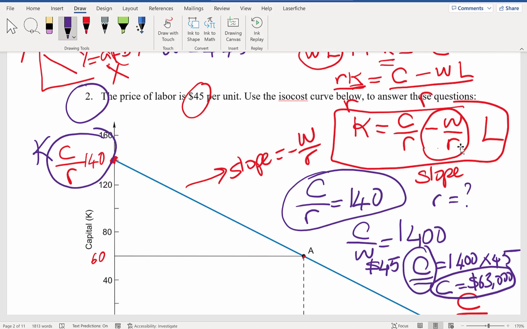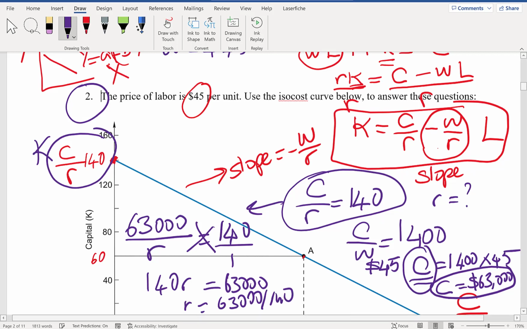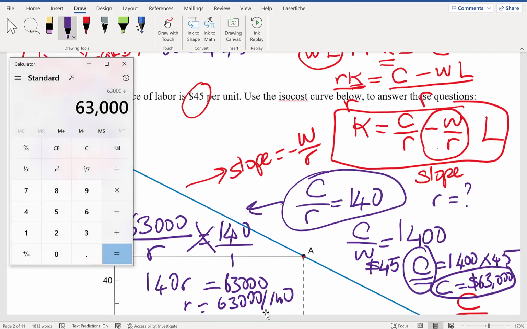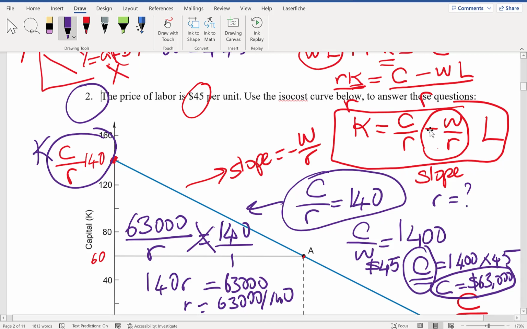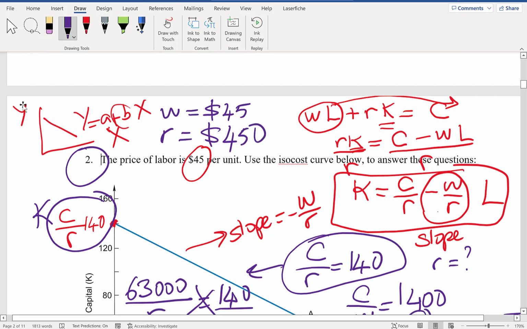That's funny. So let's plug in what we know here: 63,000 total cost divided by R, 140. Okay, there's a 1 here. So solve it for R. 140R equals $63,000. So R is 63,000 divided by 140. Let's see how we can calculate that. Divided by 140. 450. Okay, so I know that my R, I'm going to write it here, R is 450.